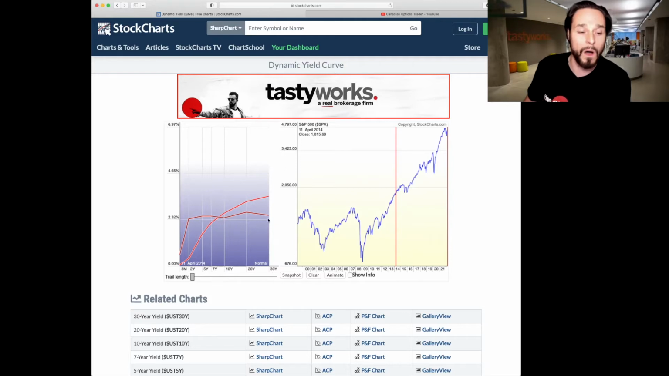Or I could go long the 30-year and short the 2-year. Or I could go long the 10-year and short the 2-year. Or I could go long the 30-year and long the 10-year and short the 2-year. So there's a whole bunch of different combinations I could do here.